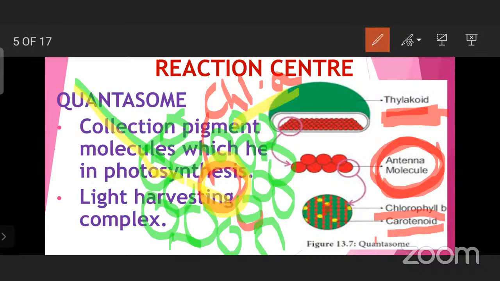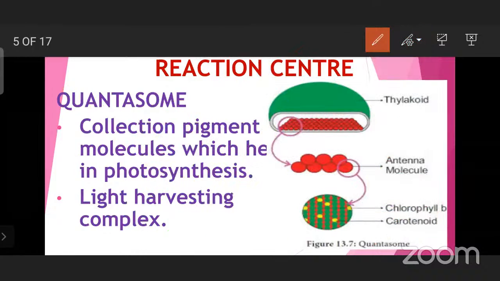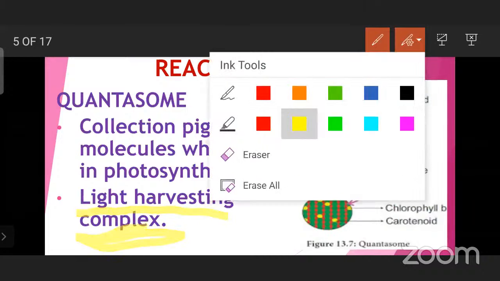Always remember, chlorophyll A is going to make the reaction center. That means the entire energy trapped by the other accessory pigments is also given to chlorophyll A. So here we have the antenna molecules or antenna complex made by the carotenoids, chlorophyll B and other pigments, and they are going to give the energy to chlorophyll A, and it is going to make the light harvesting complex.